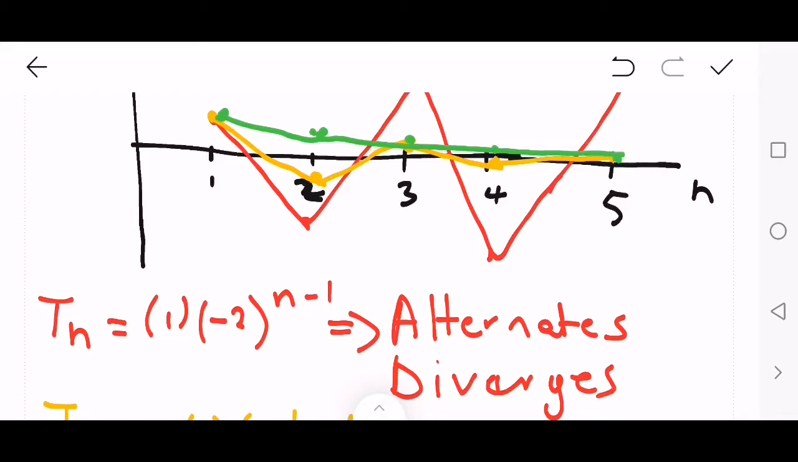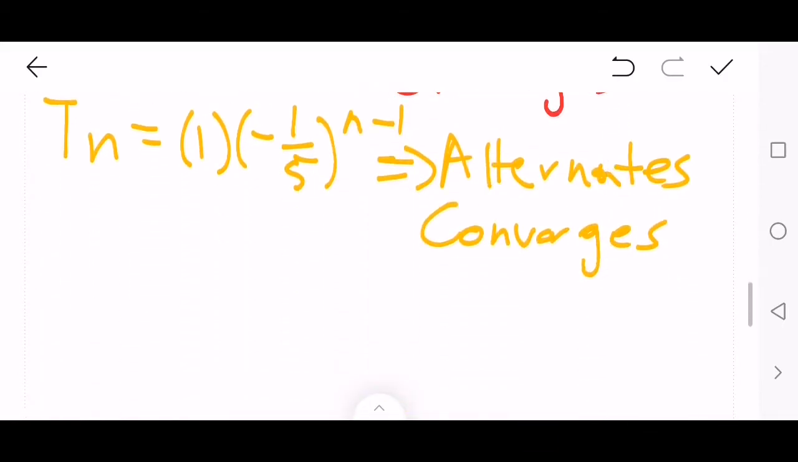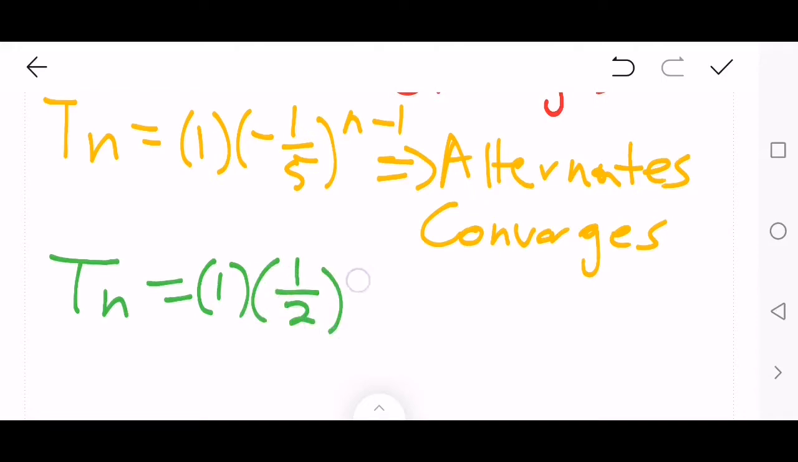we can see from this graph that the graph doesn't alternate, but however it only converges, or it tends to 0 as n goes to infinity. So for Tn equals 1 times positive 1 over 2 to the n minus 1, our graph converges.